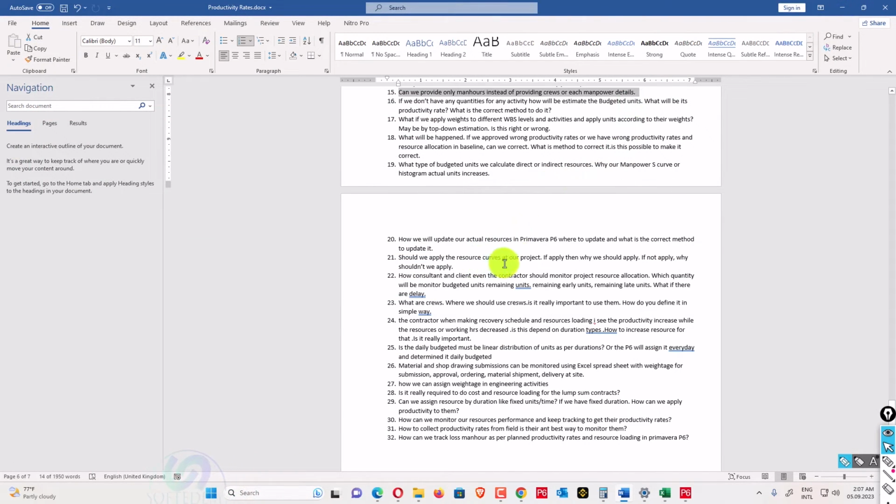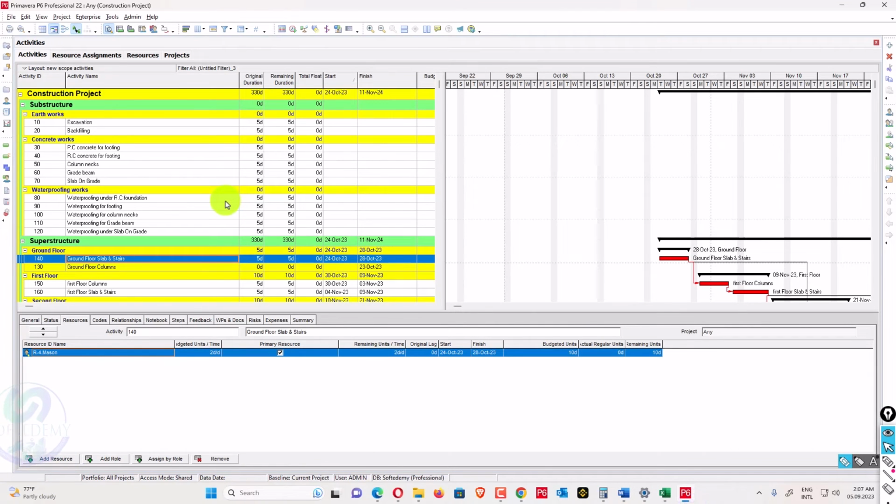Should we apply the resource curve in our project? If we apply it, why should we apply it, and if not, why should we not apply it? You have probably heard anywhere that the resource curve is applied. If your contractor does not want to start the work very speedily, they will apply the S curve, the resource curve. The resource curve can be of many types, back loaded, front loaded.